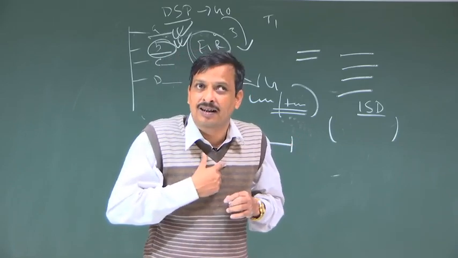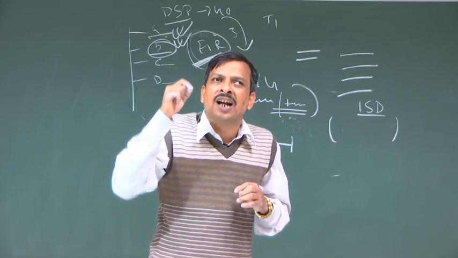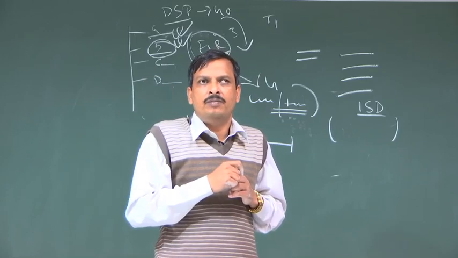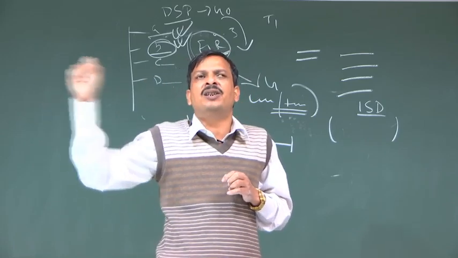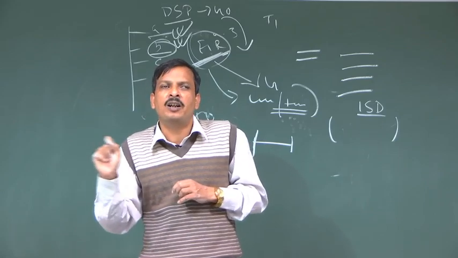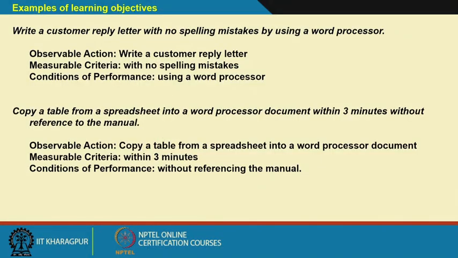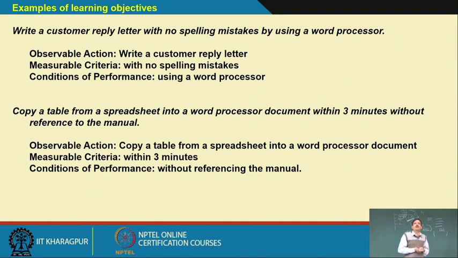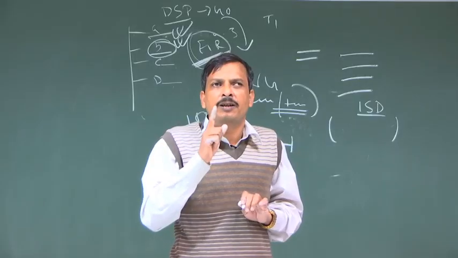So, I have to develop a skill. The skill is that I will be able to write a customer reply letter. What is the criteria? Without any spelling mistake. What is the condition? Using a word processor. So, I do not have to write in pen and paper, I can use the help of a word processor. Second example: copy a table from a spreadsheet into a word processor document within 3 minutes without referencing the manual. Here, the observable action, the performance component, is to copy a table from a spreadsheet into a word processor document. What is the criteria? Within 3 minutes. What is the condition? Without referring to the manual. I have said you should not refer to the manual to do it.